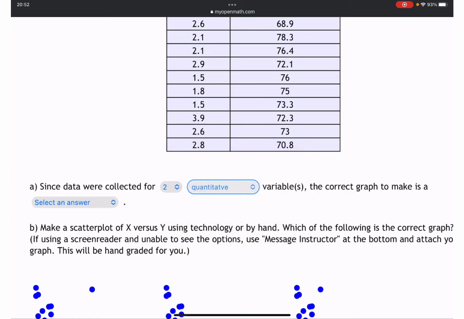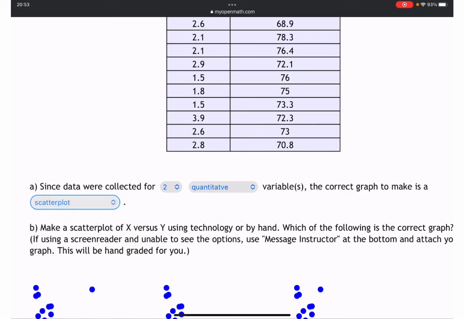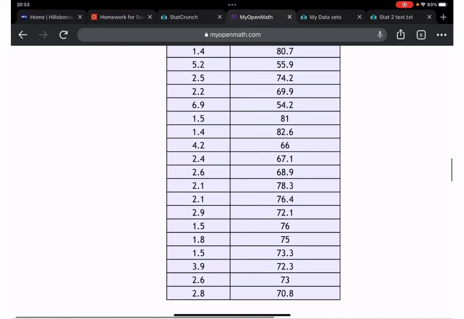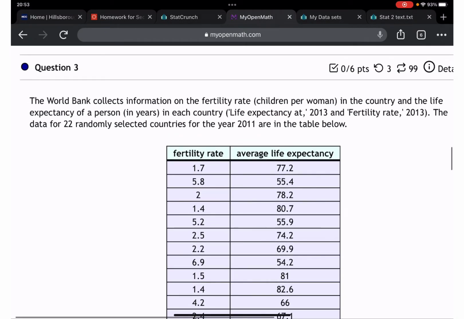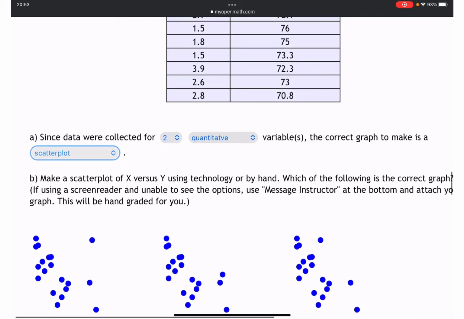So the correct graph to make is, this time it's not going to be bar chart or histogram, it's going to be scatter plot. Why? Because when we have two variables and they are paired, which means they depend on each other, fertility rate and average life expectancy, they are connected to each other, right? The best way to show the relation between them is a scatter plot.